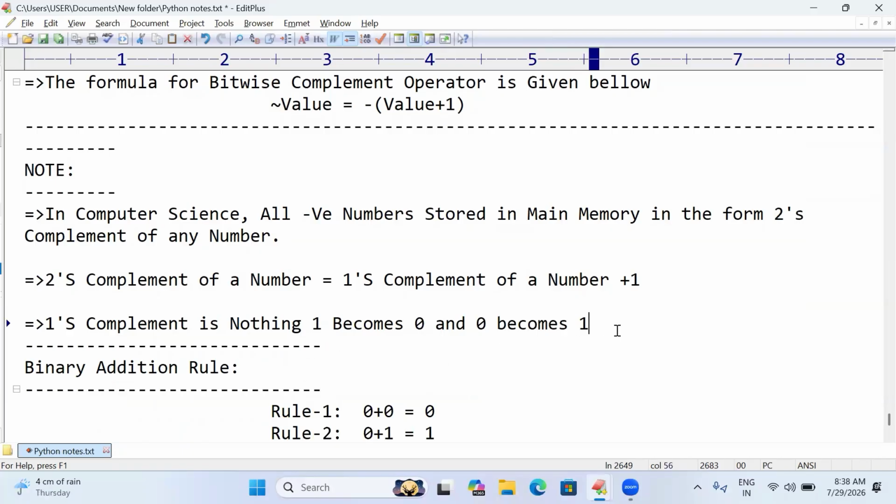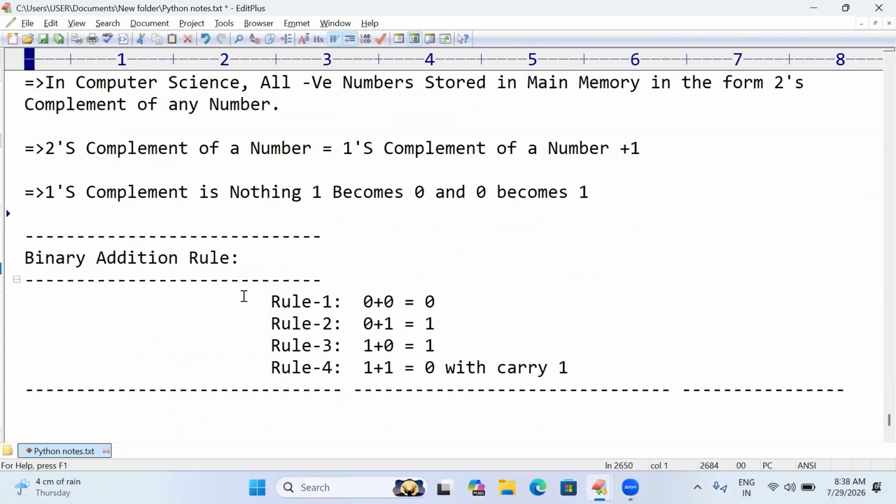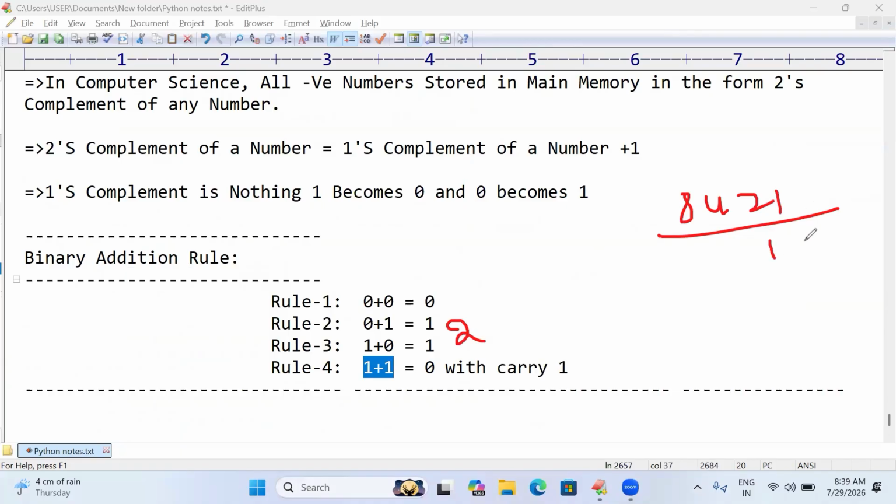So if you try to understand the binary addition rule, see here, 0 plus 0, the output is 0, right? 0 plus 1 is going to be 1. 1 plus 0 is also going to be 1. But 1 plus 1, see here, in 8421, in order to represent 2, we are going to keep 1 and the remaining all are 0, right? So this is the binary equivalent of 2. Here we have to represent in the form of zeros and ones only, not in the form of the decimal number system, because it is a binary addition rule.